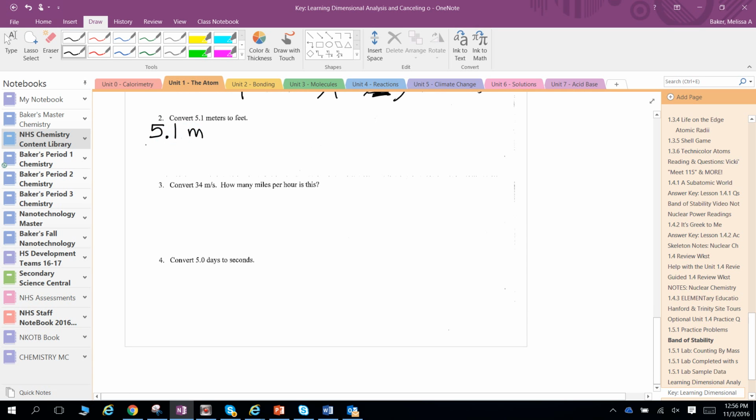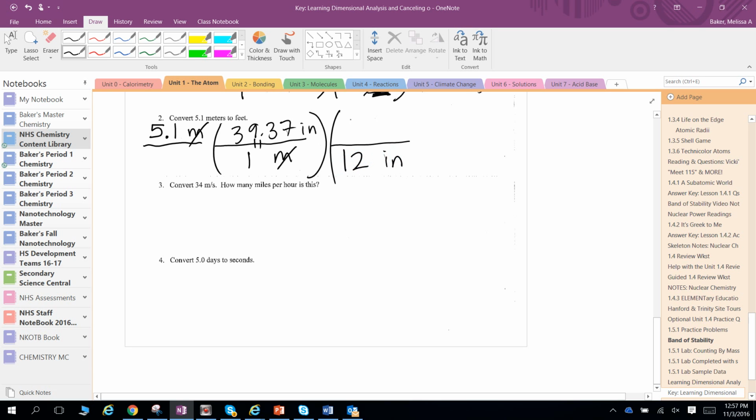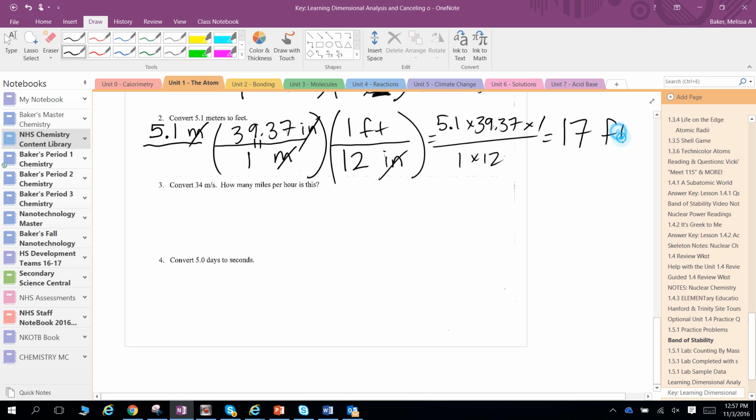Number 2, 5.1 meters. If we want to get this into feet, there are a couple ways we can do this. But I want meters to cancel out, so I'm going to write meters on the bottom. And I found a conversion that 1 meter is equal to 39.37 inches. So now I want to get rid of inches. I know that there are 12 inches in 1 foot, so now inches will cancel out, and I'm going to multiply everything on the top divided by everything on the bottom, and this comes out to be 17 feet.